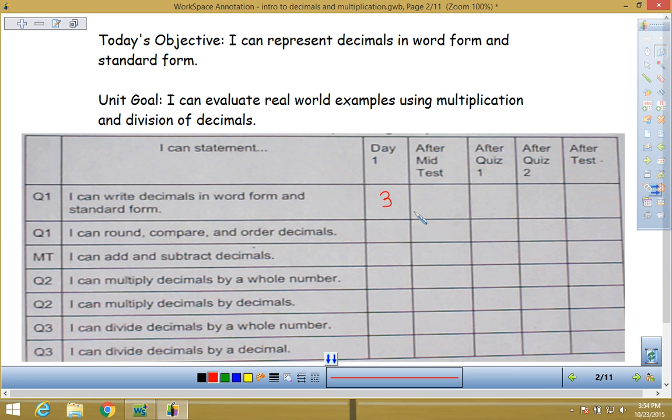So for today's objective, it says I can represent decimals in word form and standard form. And our unit goal for Chapter 3, it says I can evaluate real-world examples using multiplication and division of decimals.